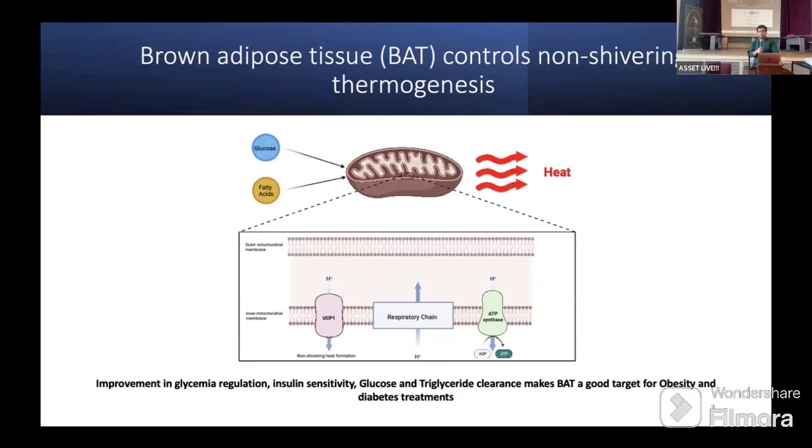So the brown fat tissue and brown adipocytes, which compose this tissue, are very rich in mitochondria. So they consume a lot of glucose and fatty acids to generate the heat. Which makes a very strong interest toward this tissue because it is a potential therapeutic target for metabolic disease, obesity, type 1 and type 2 diabetes.